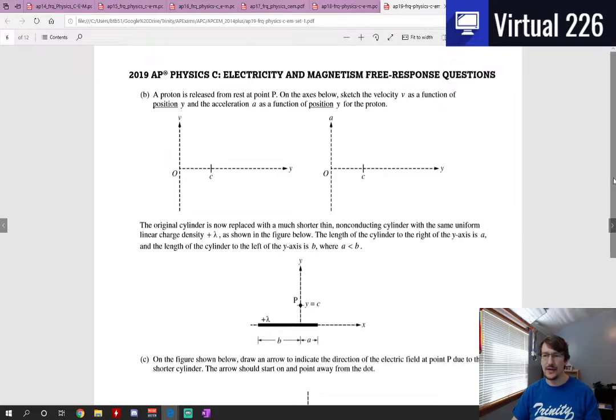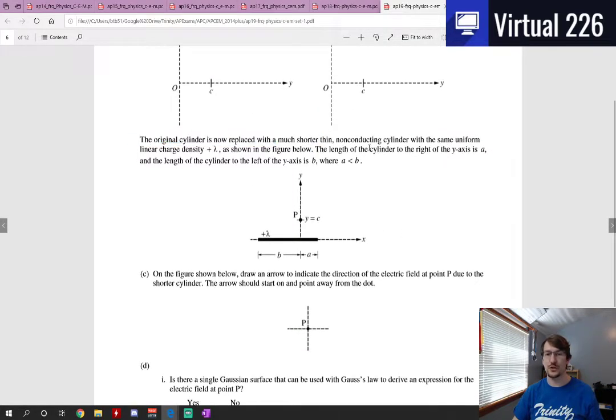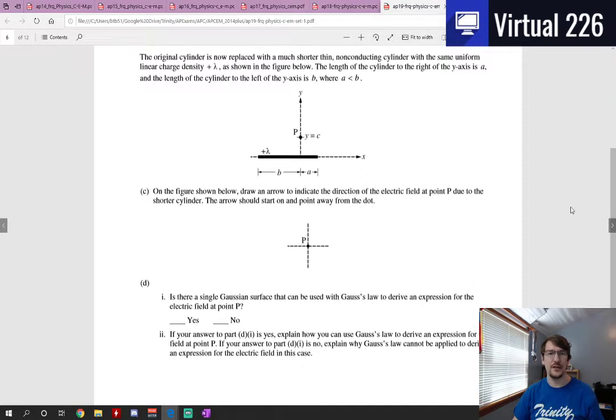Now the original charged cylinder of length L is replaced with a much shorter, thin, non-conducting cylinder, still not conducting, with the same uniform linear charge density, lambda. We have a larger amount to the left, some length B, and on the right, a smaller amount, some length A. Since there's more from this B side, there's going to be more electric field pushing this way than this way due to the non-symmetry of the problem.